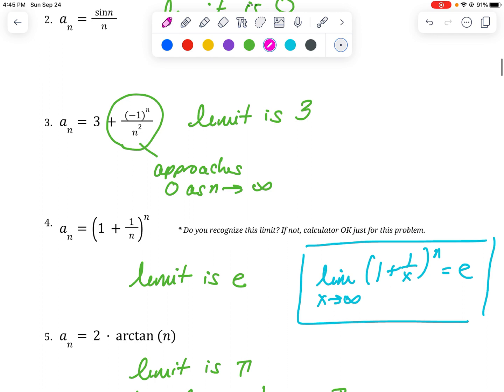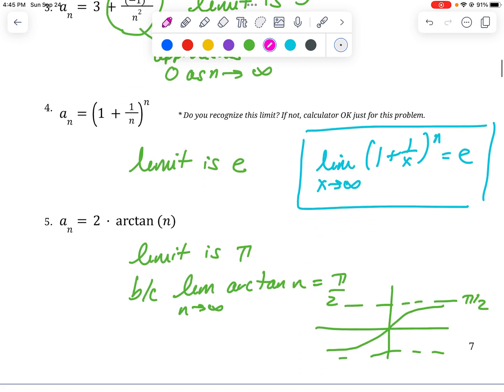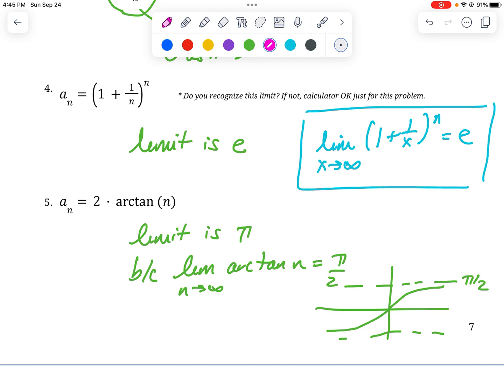For number 3, you should get the answer of 3 because the part that I circled there is approaching 0 as n goes to infinity. Question 4 was just my opportunity to remind you of the limit definition of e, which I have in blue there. And there really isn't a great way to know that other than to recognize it.